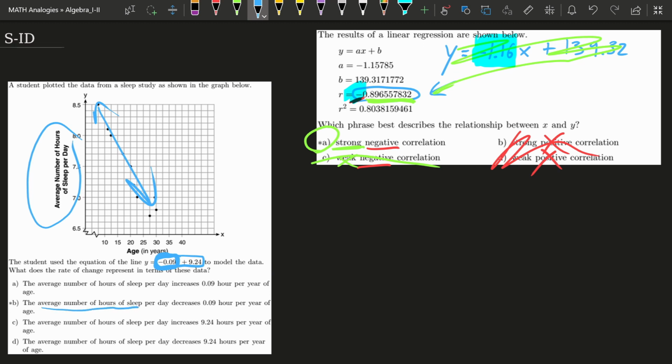Sleep going down per year of age. So from like 24 to 25 or 25 to 26, or that's what it seems to be doing. So that's going to make it choice B.